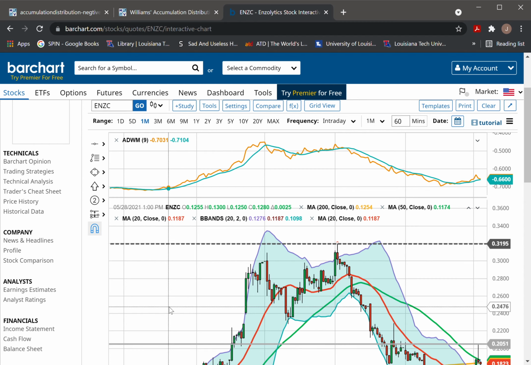He was asking me about the ADWM indicator, which I have learned to really like. And he was just like, what is it doing? Why is it doing it?